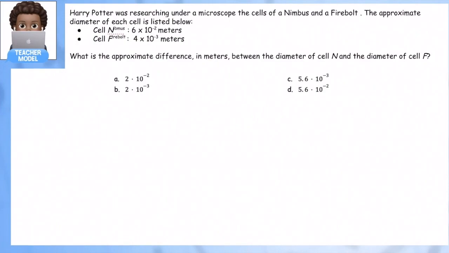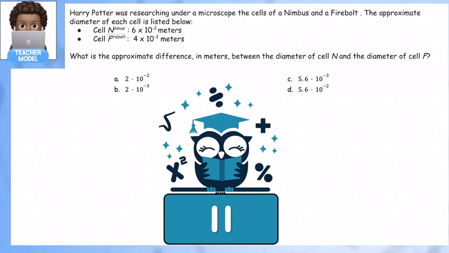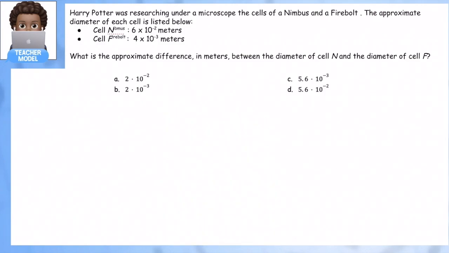Take a moment and read this question. Okay, so Harry's looking at some cells, the diameter of cells, so they're very small, for a nimbus and a fireball. And here are the two dimensions. Now, in future lessons, we'll learn how to actually add or subtract them in scientific notation, but in this lesson, we're practicing fluently going back and forth in form. So what I'm going to model for you today is changing these numbers into standard form, subtract, and then I'll go back into scientific notation.